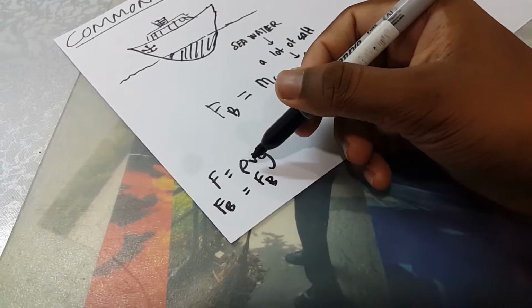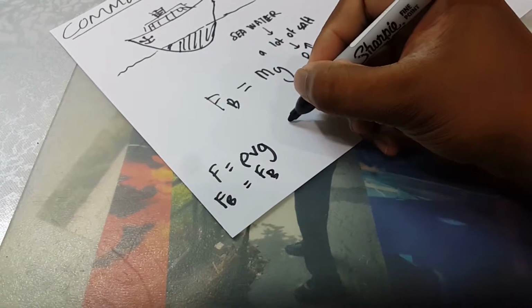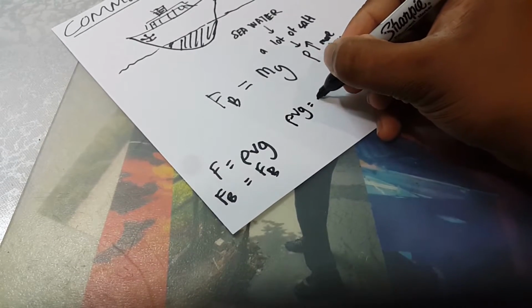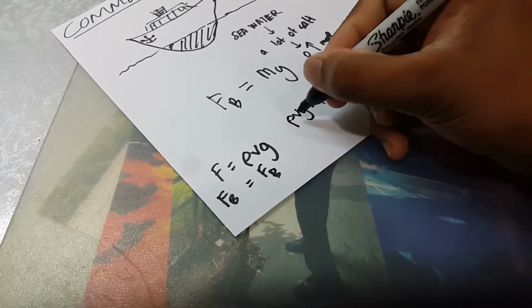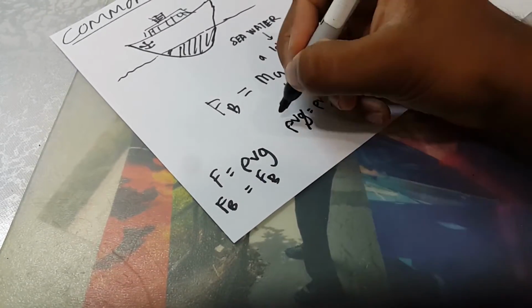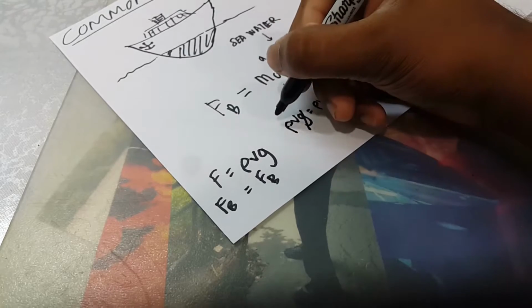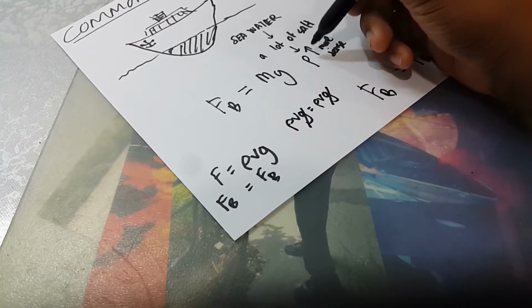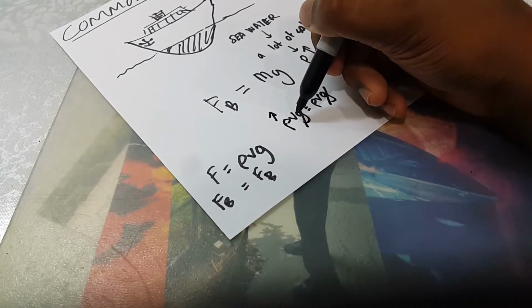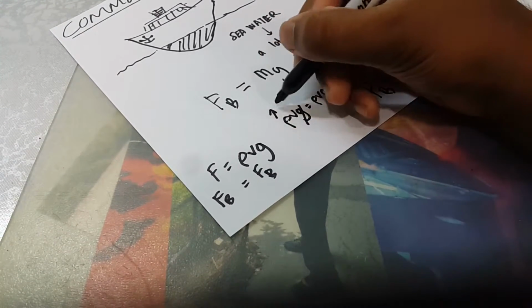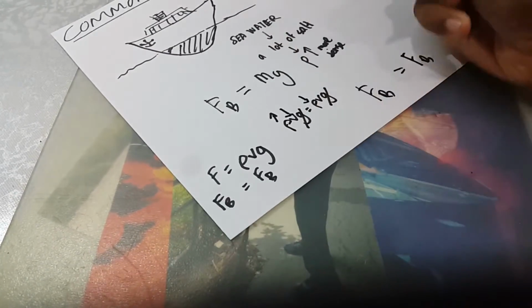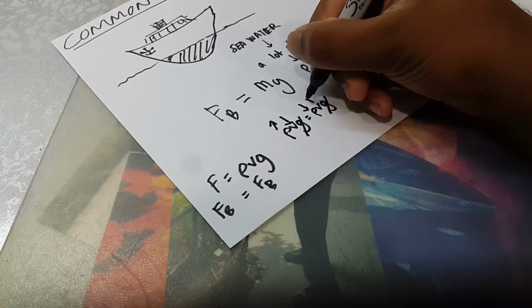So we compare both formulas. Rho Vg in situation A equals rho Vg in situation B. So these are both the same, so you can cut them off. So technically they are the same, right? So when the density increases, should the volume decrease or increase? It should decrease. When the density decreases, the volume needs to increase.